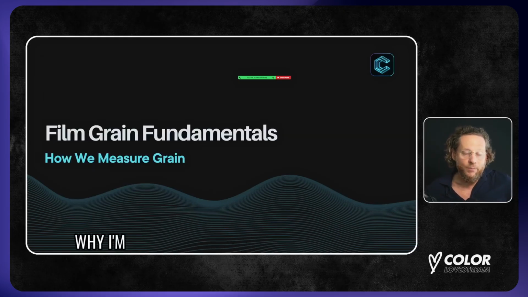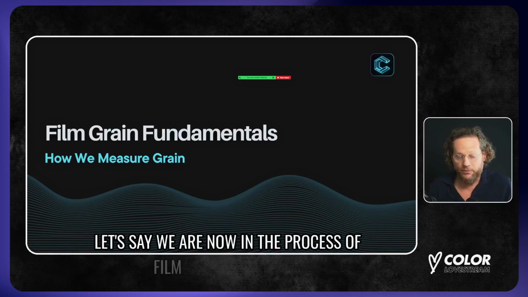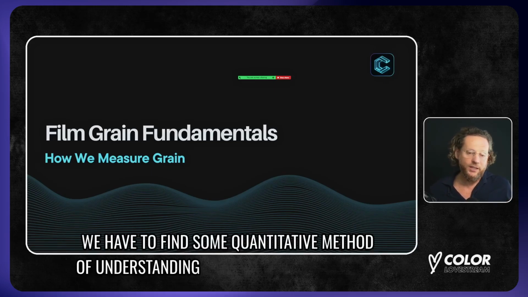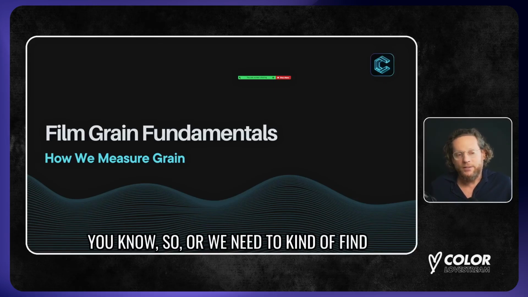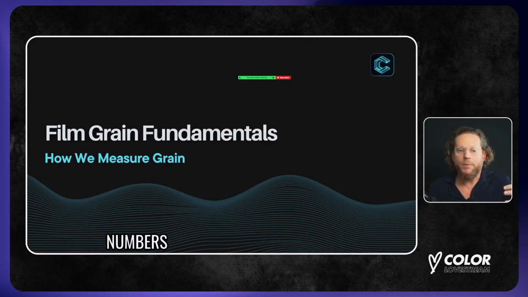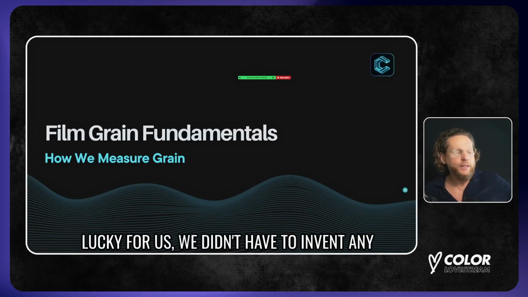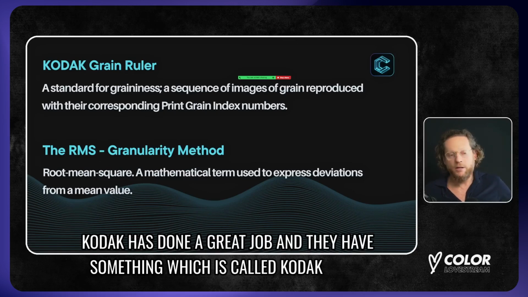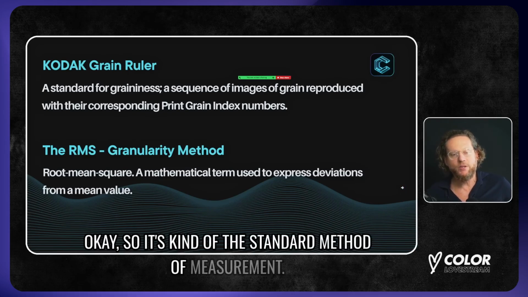Now, why I want you to understand how we measure this grain: when we are in the process of film grain emulation, we have to find some quantitative method of understanding whether we're doing our job correctly or not. We need some numbers that help us understand what's happening. We need a method of measurement. And lucky for us, we didn't have to invent any of that. Kodak has done a great job, and they have something called the Kodak grain ruler. It's kind of the standard method of measurement.